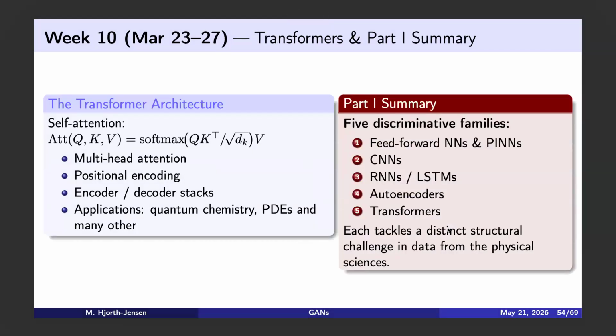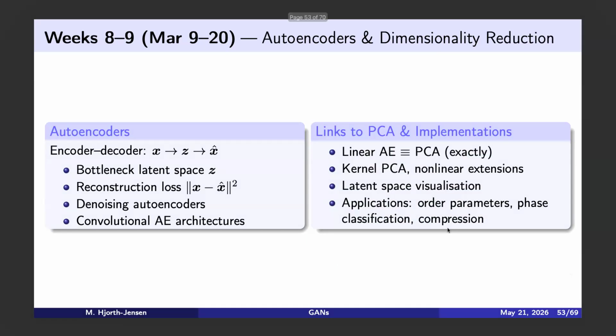Transformers was the final part, which we went through rather quickly. That could be a course by itself. Actually, many of these methods, like CNNs, RNNs, and neural networks, could each be a one-semester course by themselves.